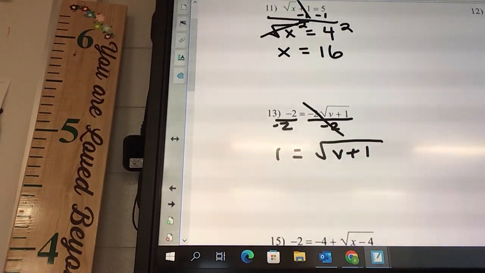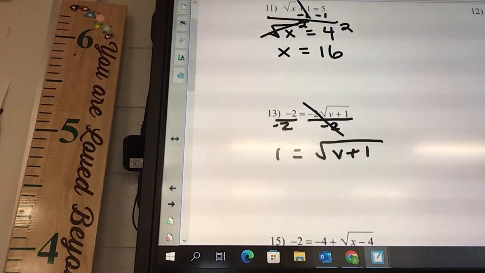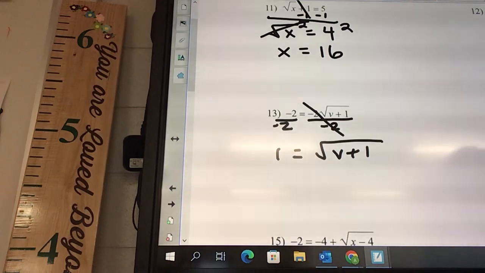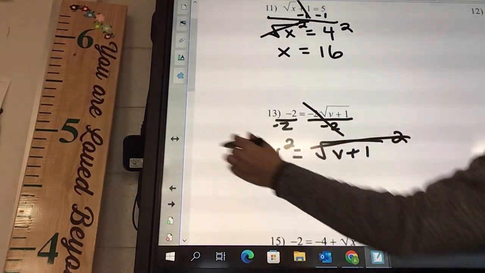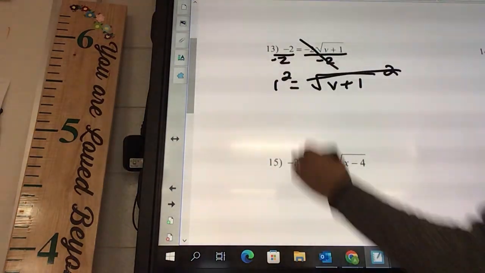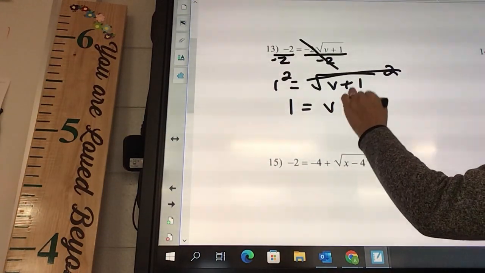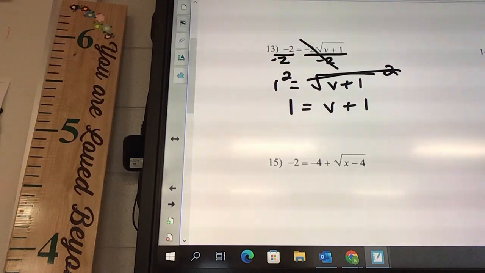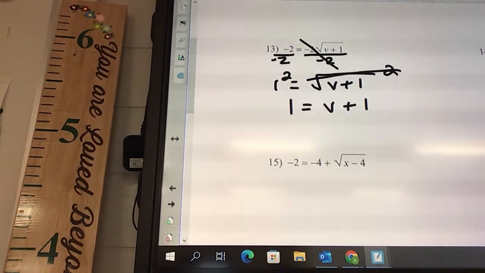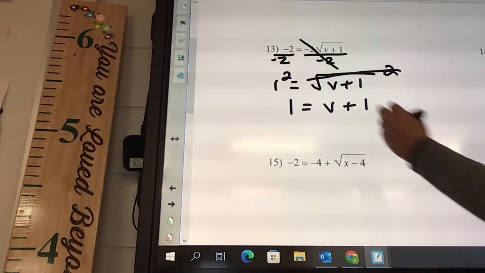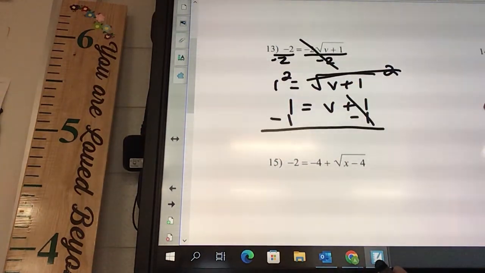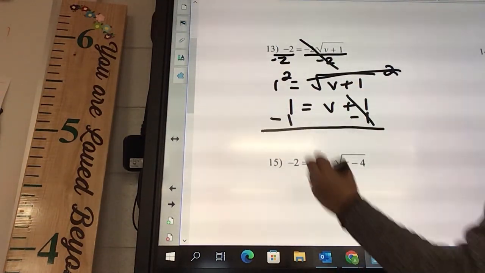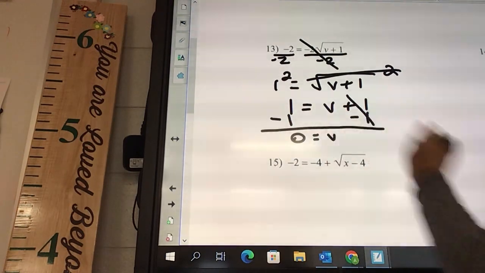Is the square root by itself? Yes. Okay, now what do we need to do? Square them on both sides. 1 squared, 1. 1 equals v plus 1. Minus 1 from both sides. What is 1 minus 1? 0 equals v.